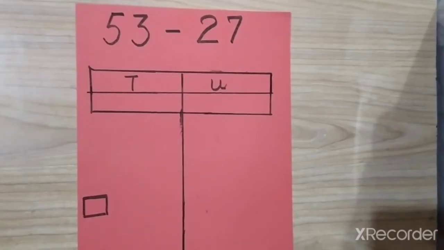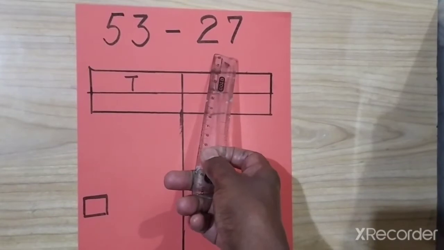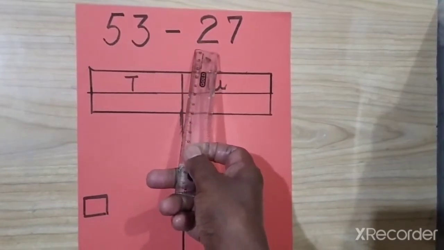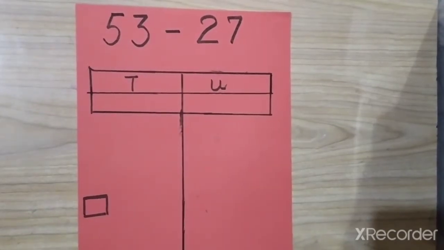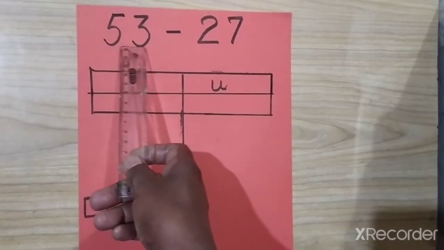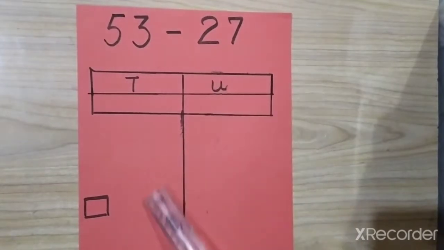Let's begin with our first example for the day. Here you can see I have already written down the question for you. 53 minus 27. Now, as you already know, children, subtraction means taking away a smaller number from a bigger number. So we have 53 here as the bigger number, and we are going to take away 27 from 53. So let's get started.